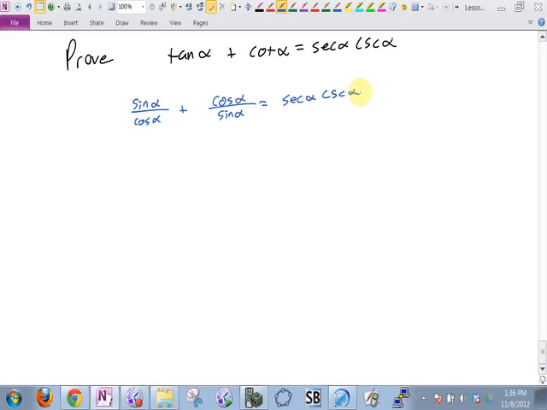All right, so I've got two fractions with obviously different denominators. Okay. So we need a common denominator. What's the common denominator going to be for these two fractions?